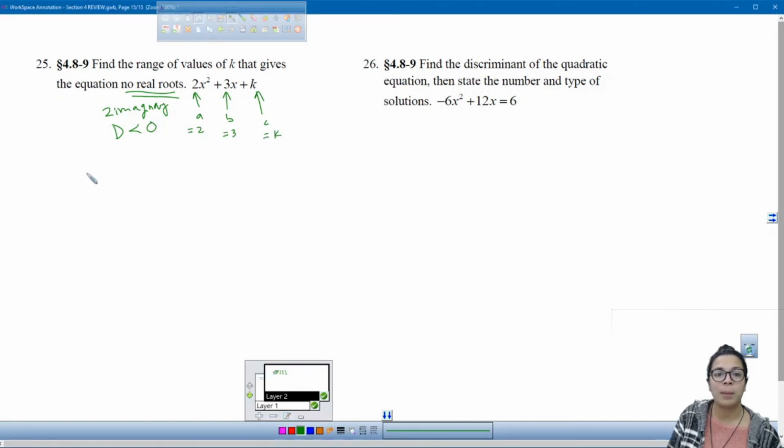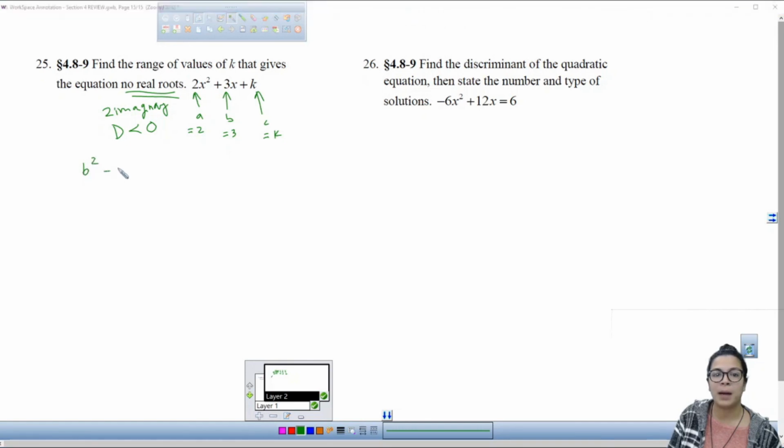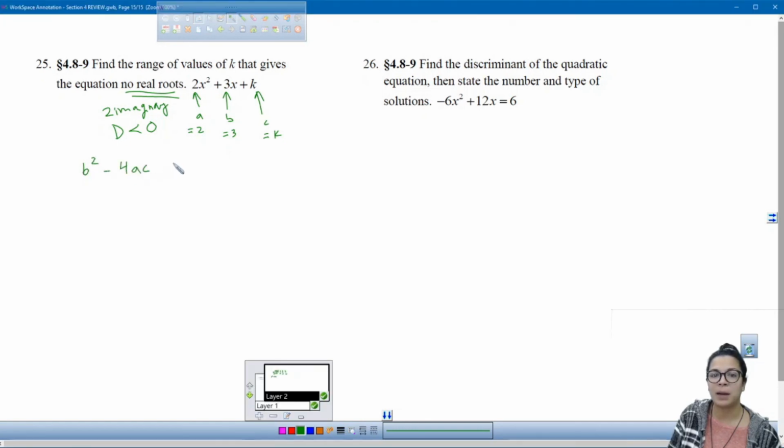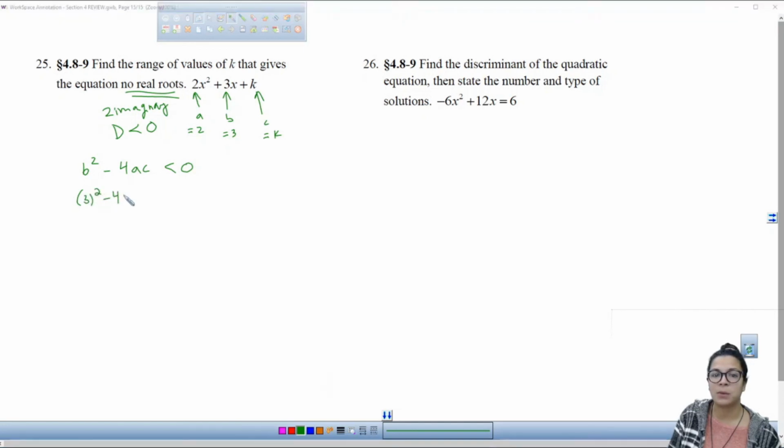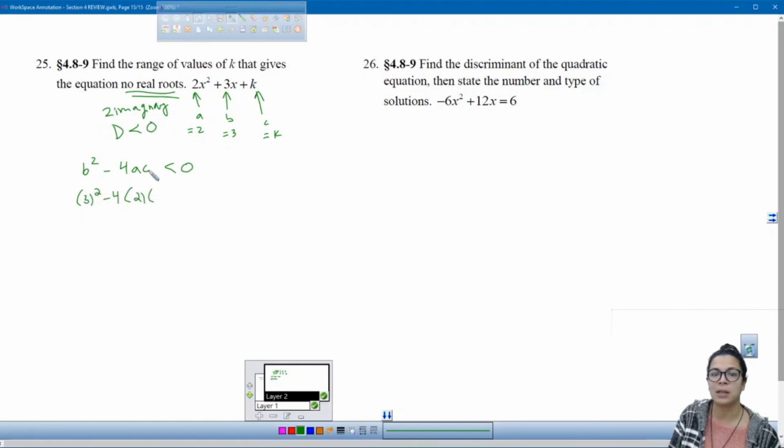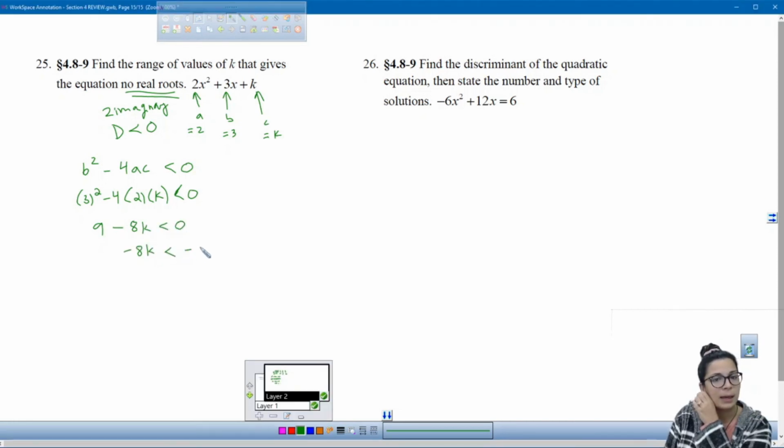So our discriminant, remember the discriminant is b squared minus 4ac. I need b squared minus 4ac to be less than 0. B is 3, so 3 squared minus 4 times A is 2, 2 times C is k. Has to be less than 0. Simplifying from here, 3 squared is 9, -2 times 4 times k is -8k. Subtract 9 on both sides, so we get -8k is less than -9.